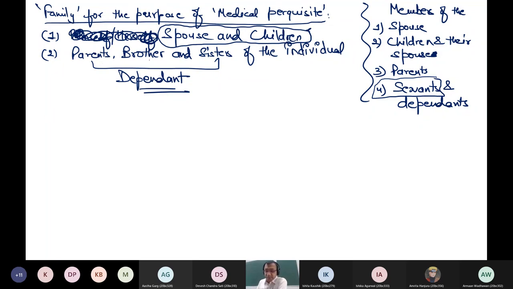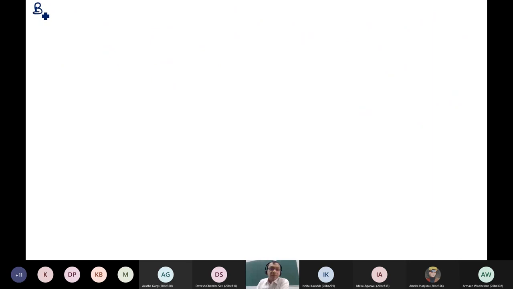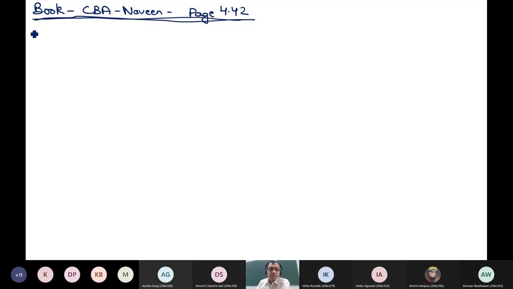So let me discuss an example, not illustration. Let me discuss from my book, Concept Building Approach. Example given on page 4.42. Listen only, I will write only relevant points. So the example is: X has incurred the following medical expenses in India during the previous year 2021 for the treatment of himself and his family members.